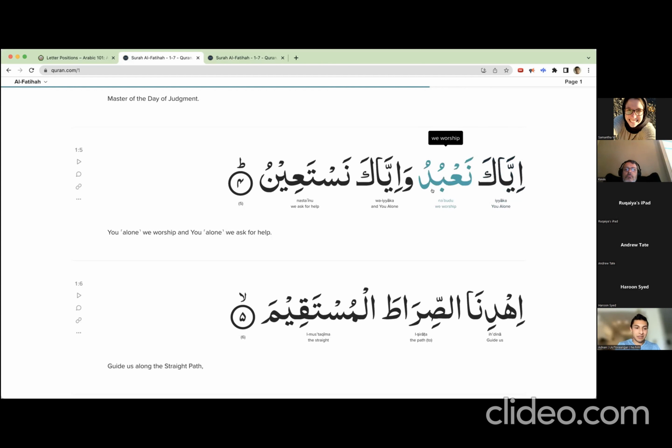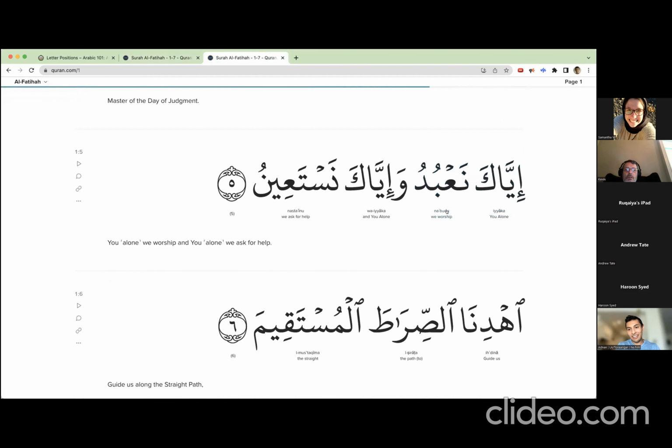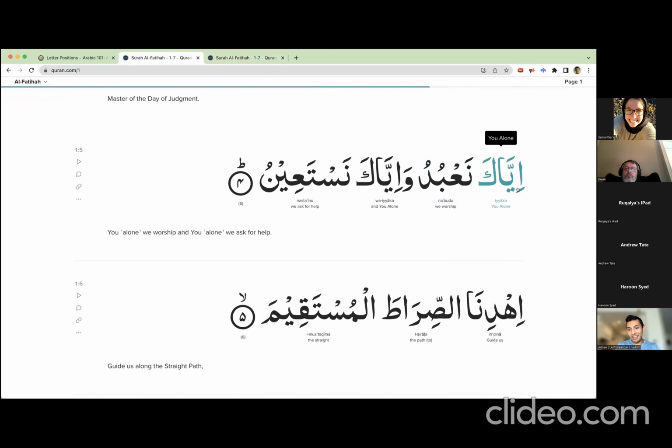You we worship. So it's a natural emphasis on putting that object before the verb. Iyaka na'budu. Any questions there? And you'll see that same here in the Uthmani script, except here you see this symbol. This is a hamza. So in the South Asian script, it doesn't normally put the hamza.